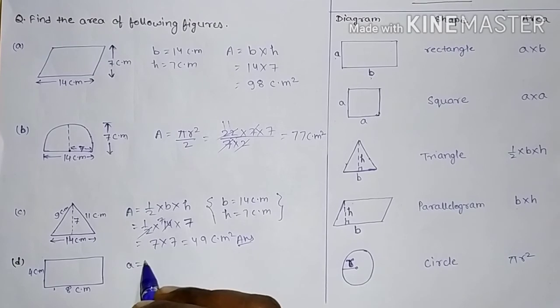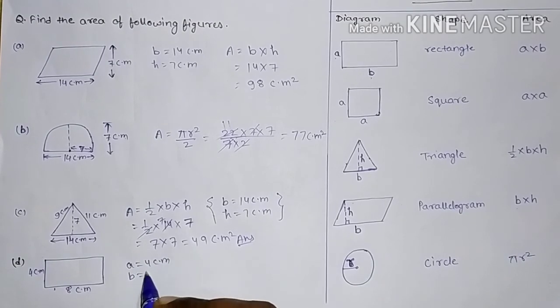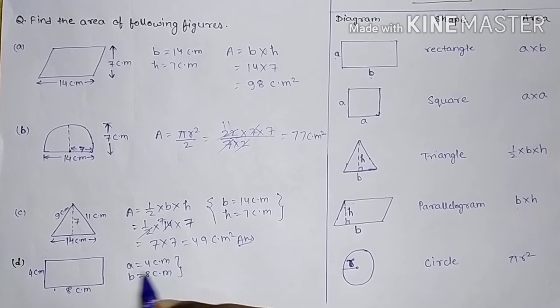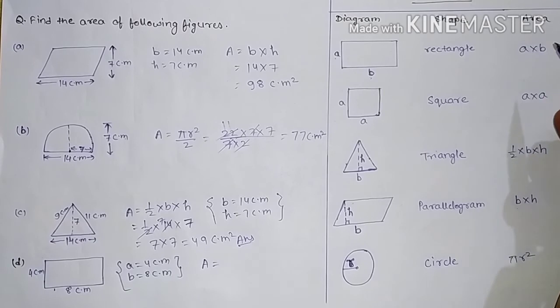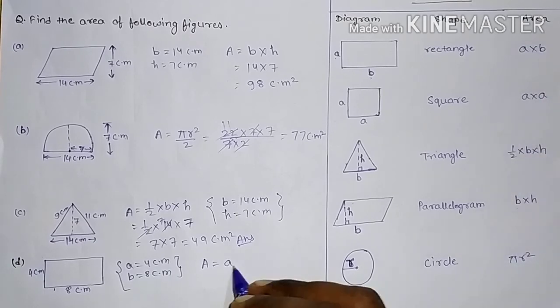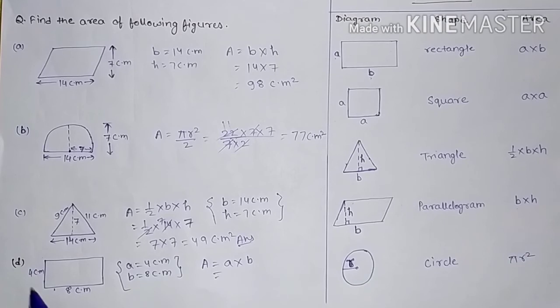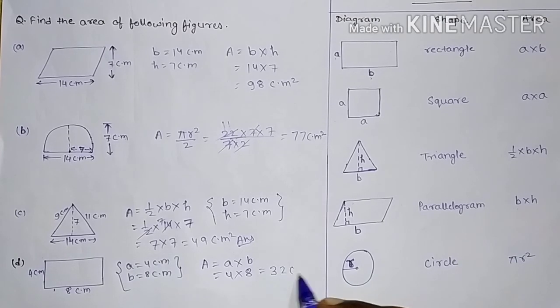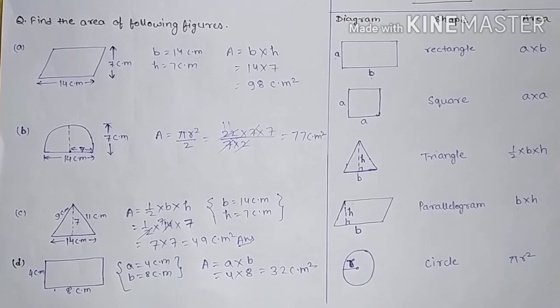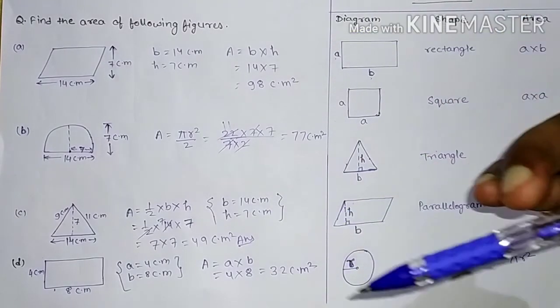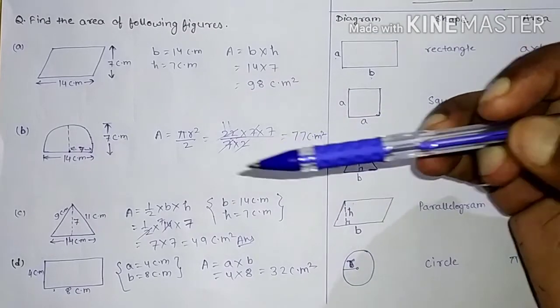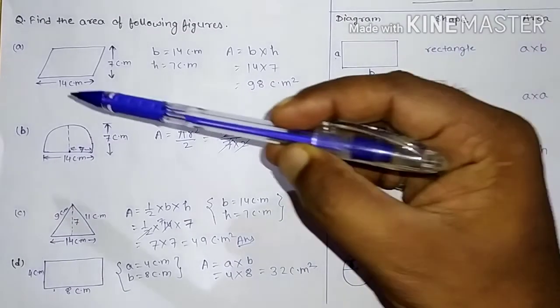A equals 4 centimeter and B equals 8 centimeter. These parameters are given. We have to find the area of the rectangle. Area of rectangle will be A into B. So just put the value. A is 4 centimeter and B is 8 centimeter. Now 4 times 8 is 32 centimeter. Now this is the answer, and this is the complete solution, and this is the way to find the area of a given diagram where some parameters are given.